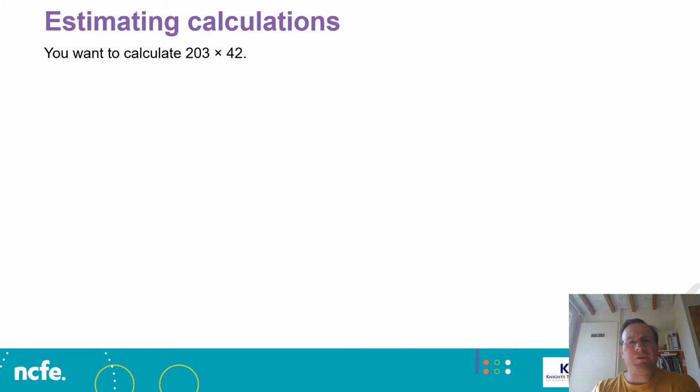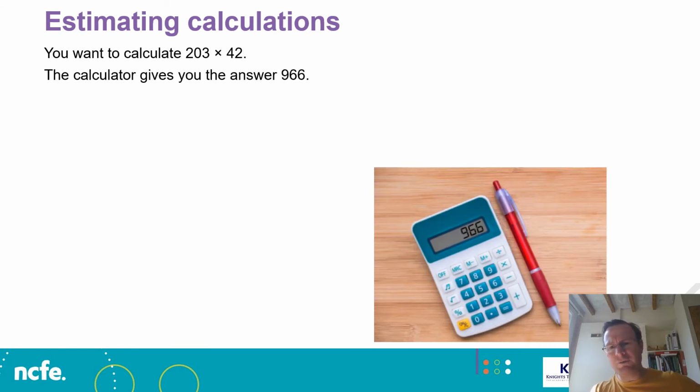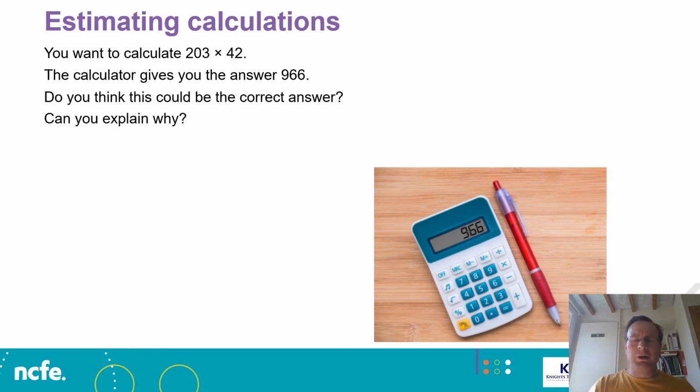So now we're going to do a bit of estimating of calculations. So what are you going to do if you're faced with that question there? 203 times 42. Well, hopefully you've got an idea about where you're going to go with it, but you've whipped your calculator out and you've gone, okay, well, the answer's 966. So I want you to think, is that the right answer? And can you explain why?